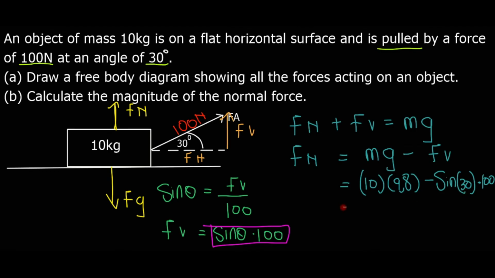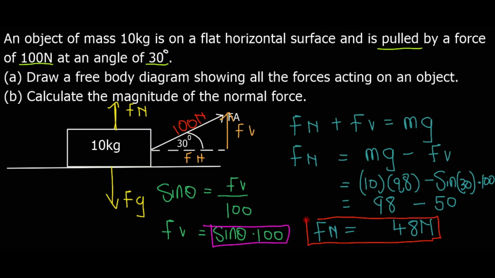From there we get 98 minus this part, which gives 50, so 98 minus 50 is 48. So our normal force is 48 newtons. So this is our answer.